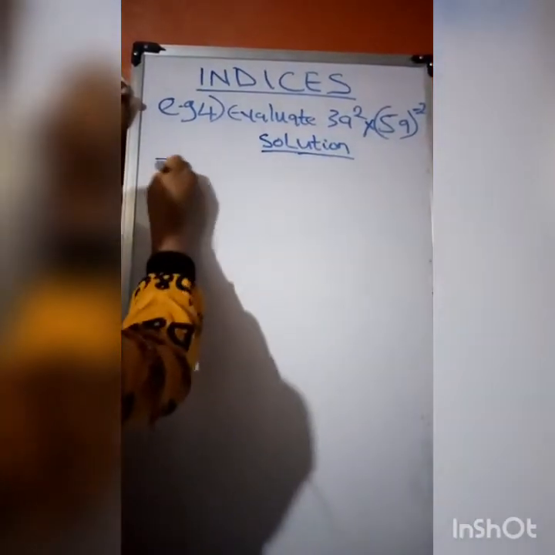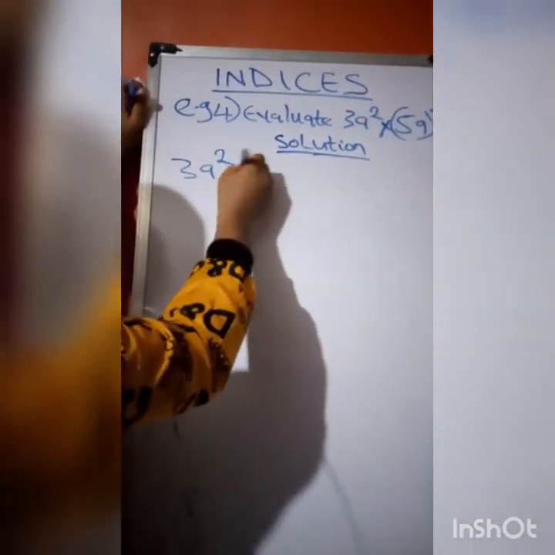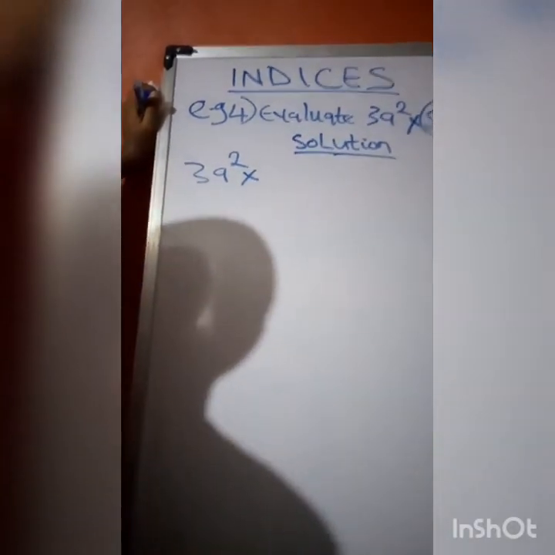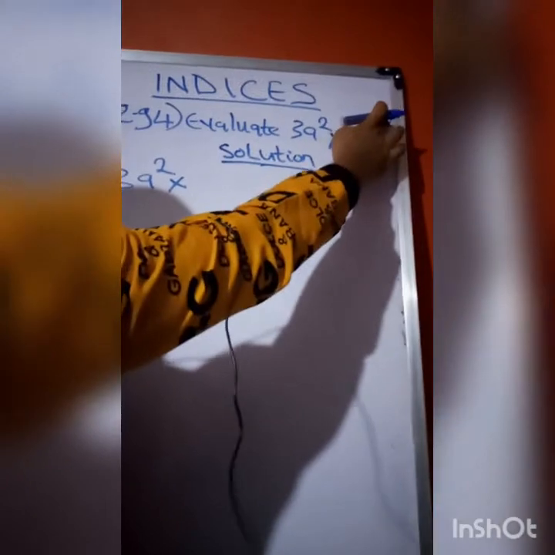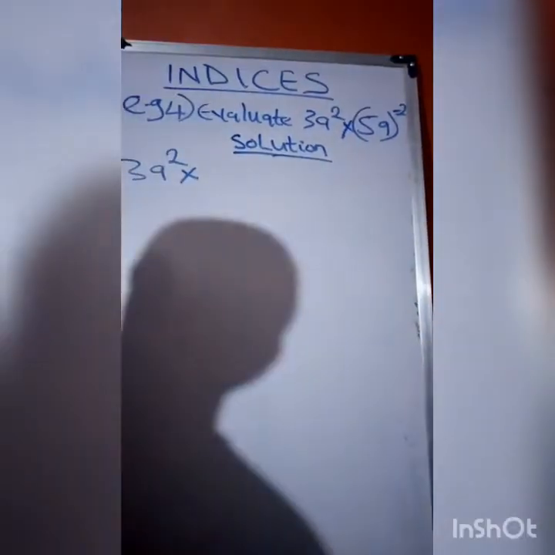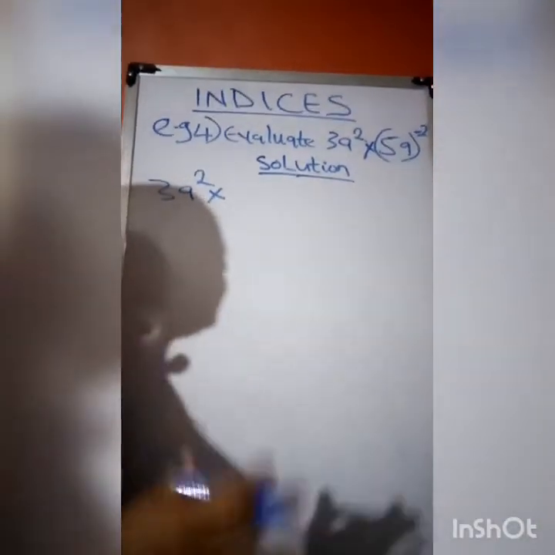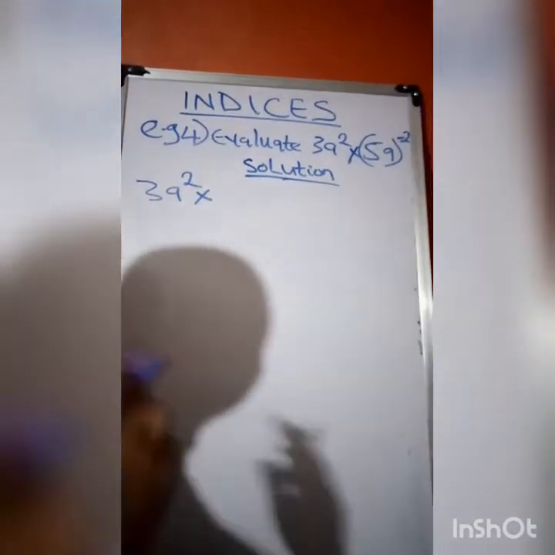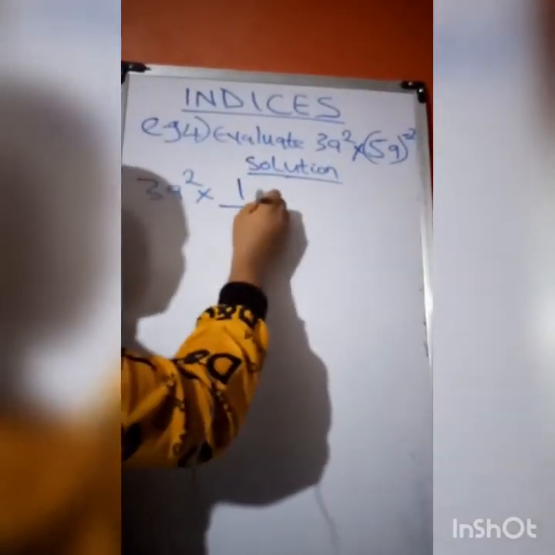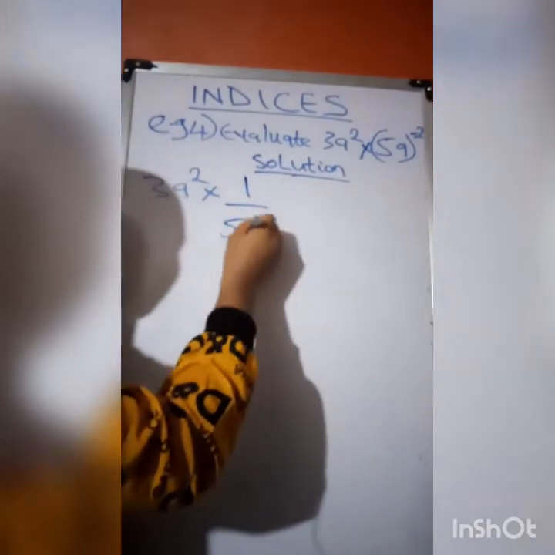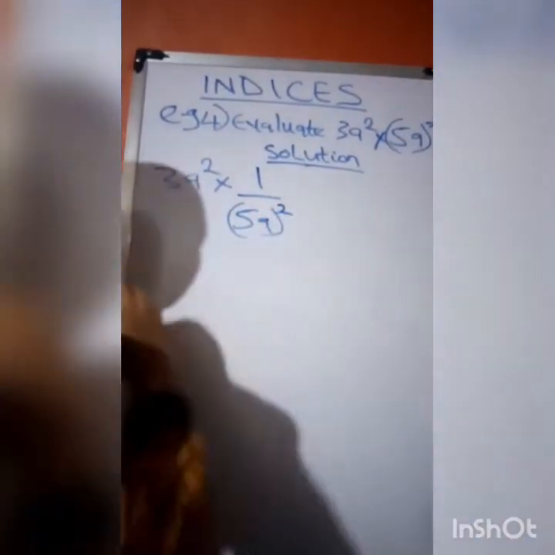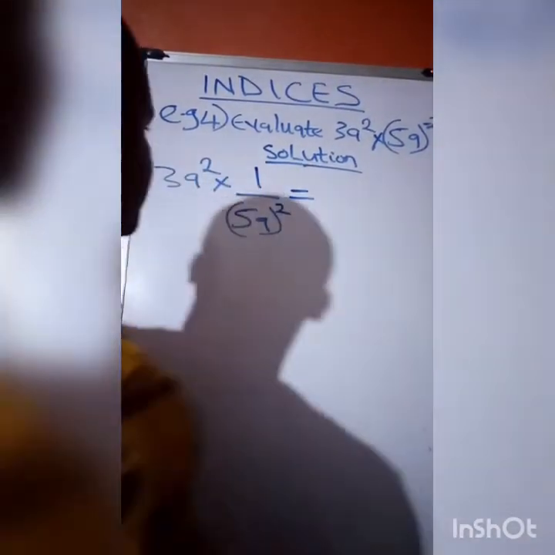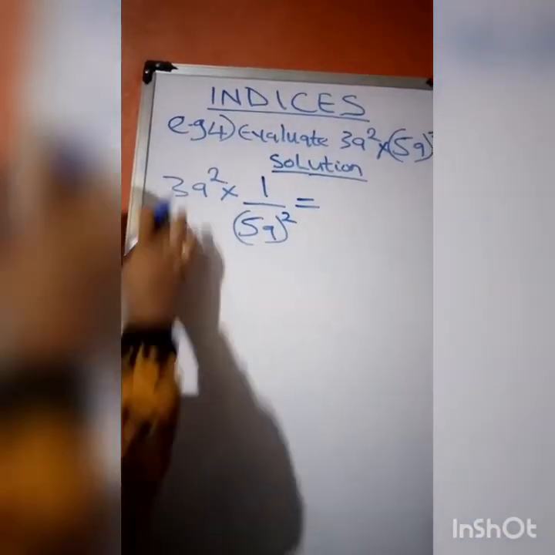We are given 3a squared multiplied by, now look at your question very well. Product, but we are having a negative index. Remember that if you have a negative index, you remove the negative sign, you change it to 1 all over what you have, 5a raised to the power. Now I've removed the minus, now it becomes what? 2.